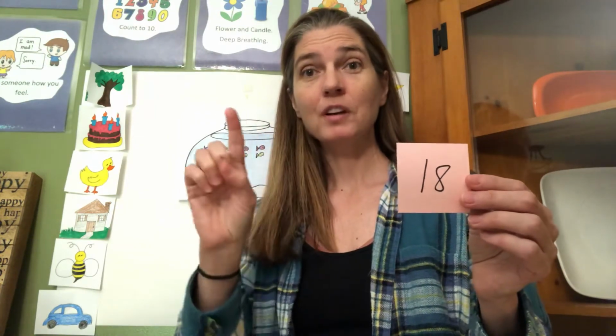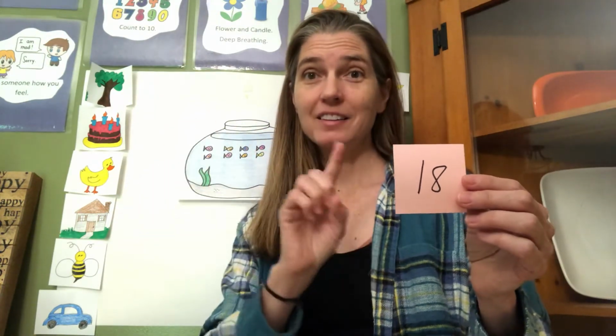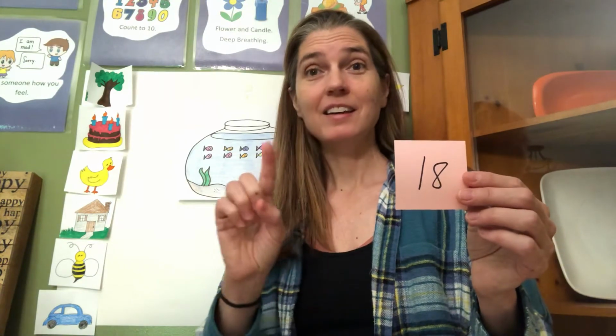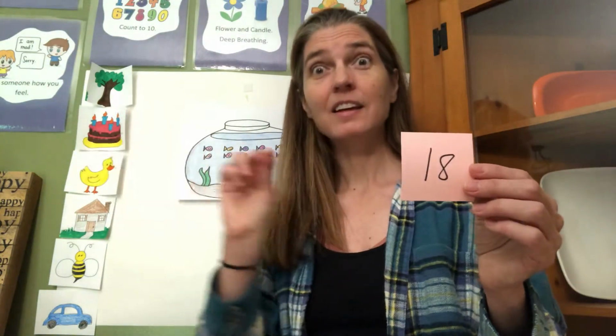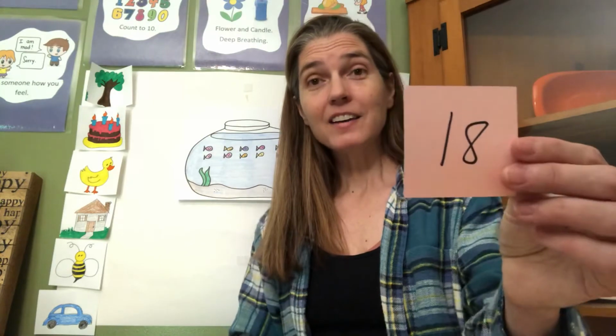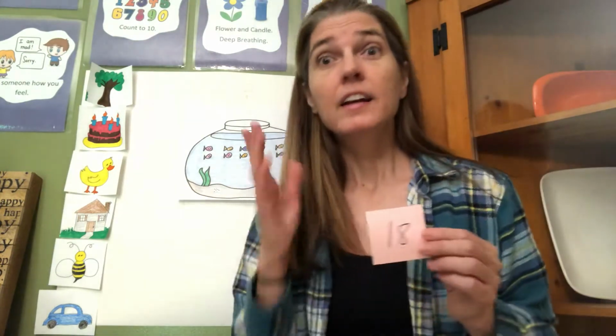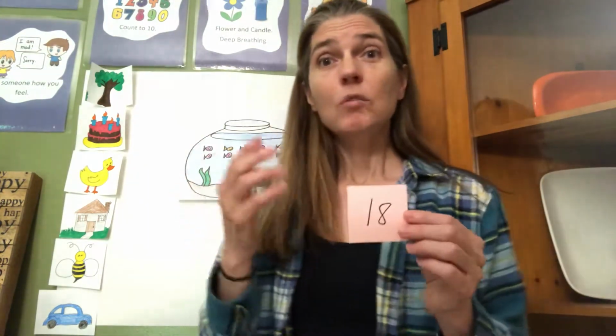1, 2, 3, 4, 5, 6, 7, 8, 9, 10, 11, 12, 13, 14, 15, 16, 17, 18. 18 fish in your tank. And when you look at that, what does 18 really mean?